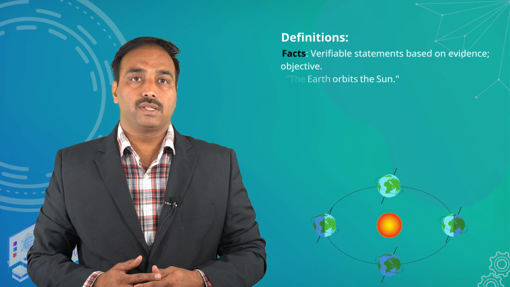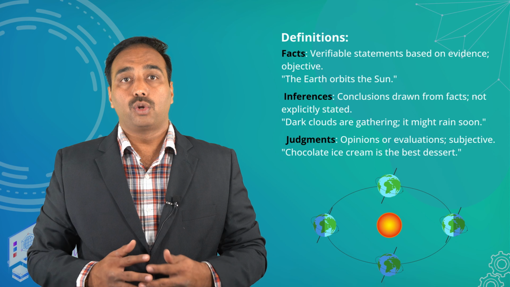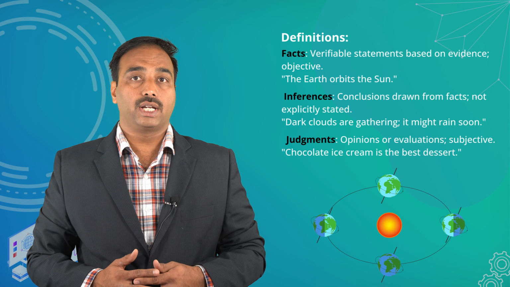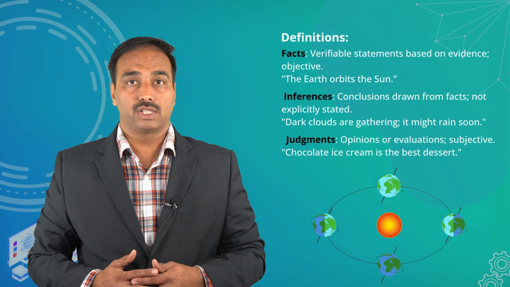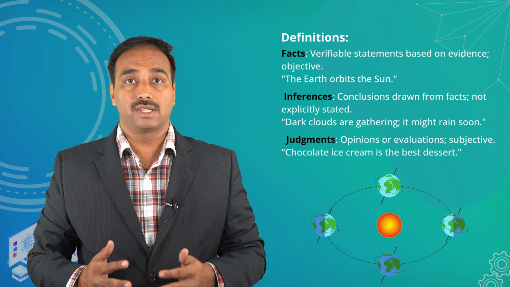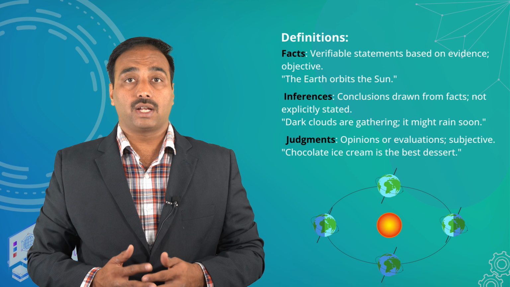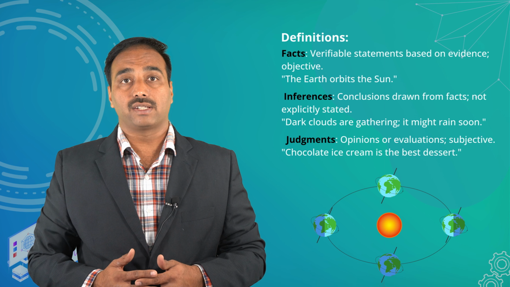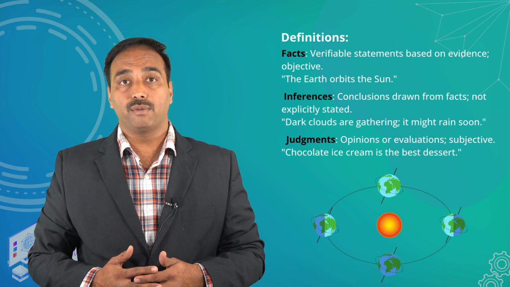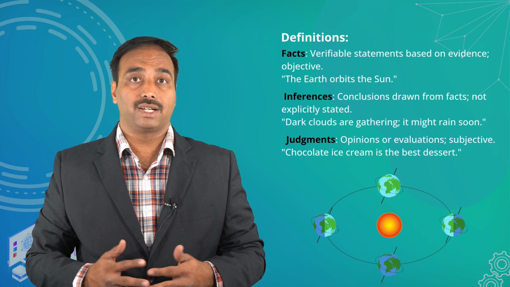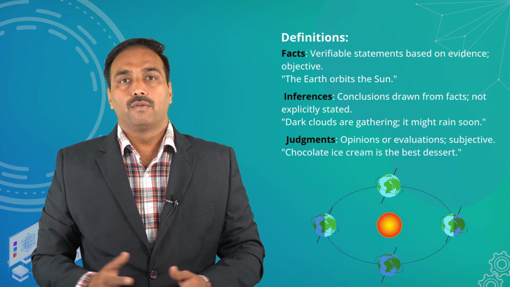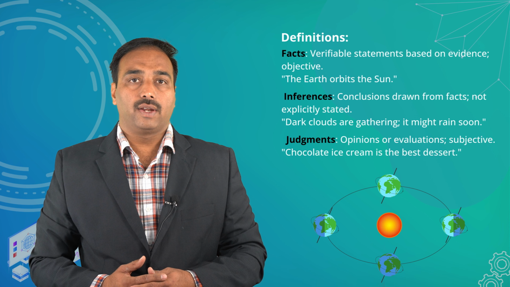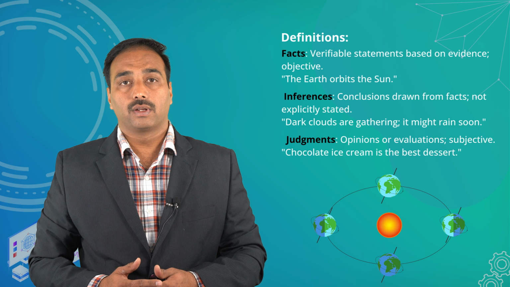Facts are statements that can be verified or proven true through evidence. They are objective and not influenced by personal feelings or opinions. For example, the earth orbits the sun. Whereas inferences are conclusions drawn based on available facts and evidence. They go beyond the immediate information to deduce something not explicitly stated. For example, dark clouds are gathering, it might rain soon.